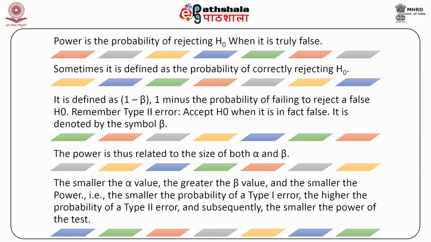Power of a test. Power is the probability of rejecting the null hypothesis when it is truly false. Sometimes it is defined as the probability of correctly rejecting the null hypothesis. It is defined as 1 minus beta, 1 minus the probability of failing to reject a false null hypothesis. Remember, type 2 error is accepting the null hypothesis when it is in fact false. It is denoted by the symbol beta. The power is thus related to the size of both alpha and beta.